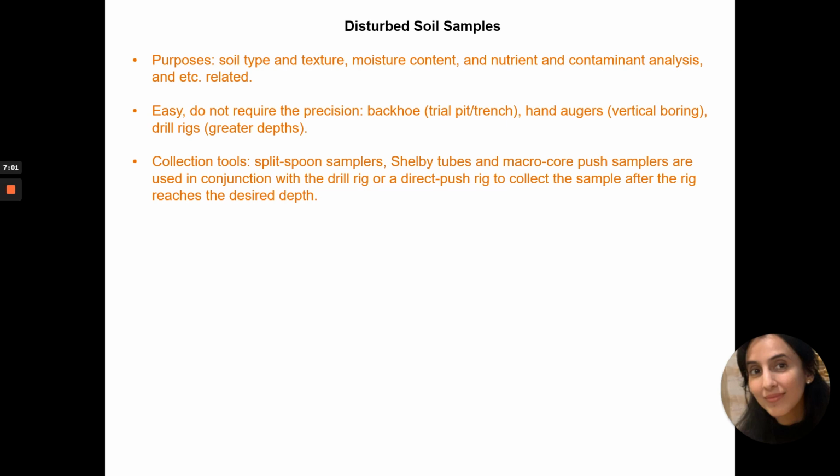And disturbed soil samples, it's easy. It does not require the precision. You can use the backhoe, you can use charcoal, you can just do it manually, hand augers, but you can also use drill rigs for the first layer. And the collection tools, like I said, you can just do manually, or you can do the split spoon samplers and different types of samplers.